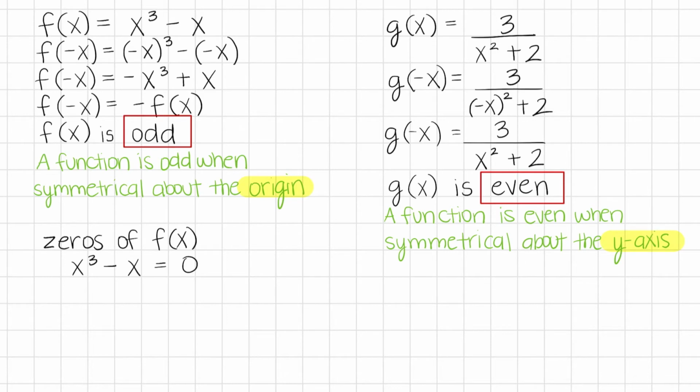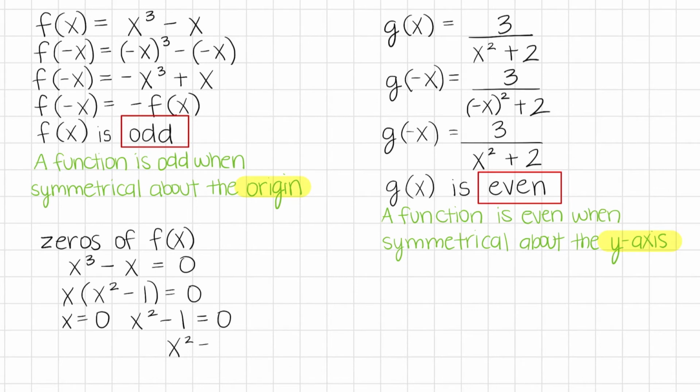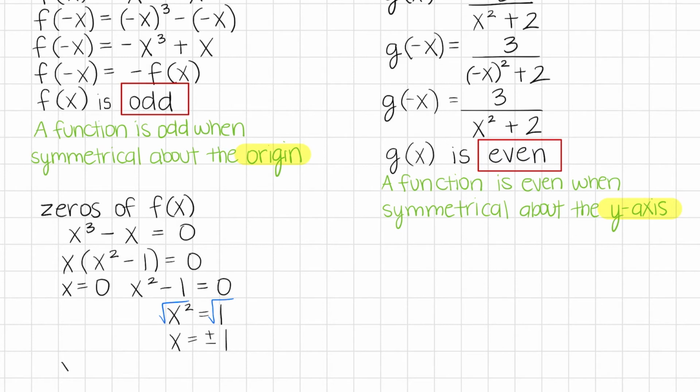The first thing we want to do here is factor out one of the x's. So we have x times x squared minus 1 equals 0. And you can set both those terms separately equal to 0. So x equals 0 and x squared minus 1 equals 0. And for this x squared minus 1, let's go ahead and simplify that. We can add that 1 to the other side. So we have x squared equals 1, and let's square root that. So we're left with x equals positive or negative 1. So our zeros here are x equals 0, 1, and negative 1.